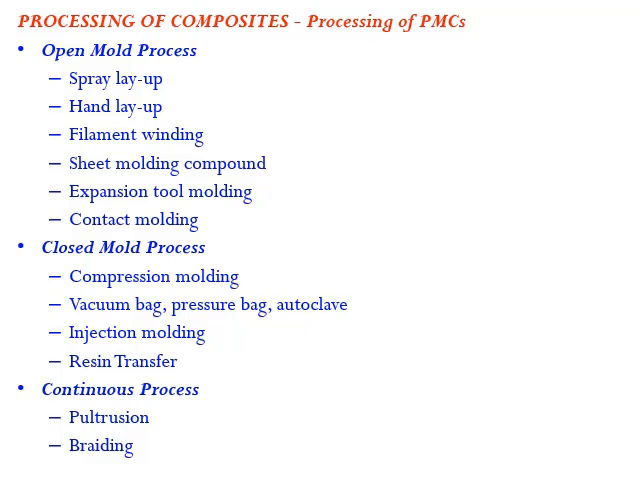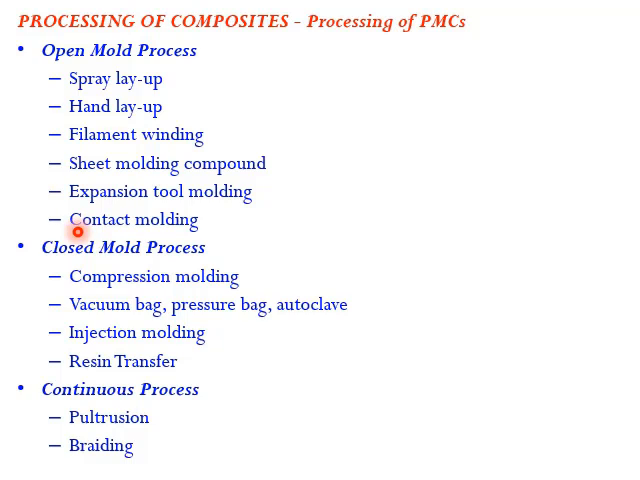Or in other words, the mold is prepared keeping in mind what type of product, or what shape of product, you are going to get. Examples of open mold processes are spray layup, hand layup, filament winding, sheet molding compound, normally called SMC, expansion tool molding, and contact molding.